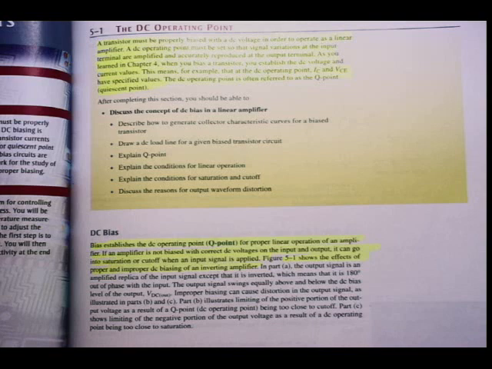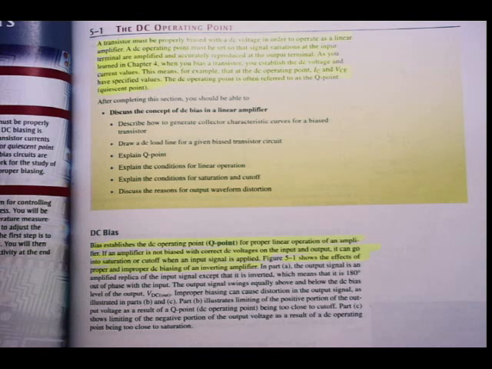Right, the transistor must be properly biased with a DC voltage in order to operate as a linear amplifier. A DC operating point must be set so that the signal variations at the input terminal are amplified and accurately reproduced at the output terminal. I want that microphone or that CD player that I'm playing, I want that small signal amplified so it sounds exactly the same and clear, only it must be amplified. So that is linear amplification. There shouldn't be any distortion.